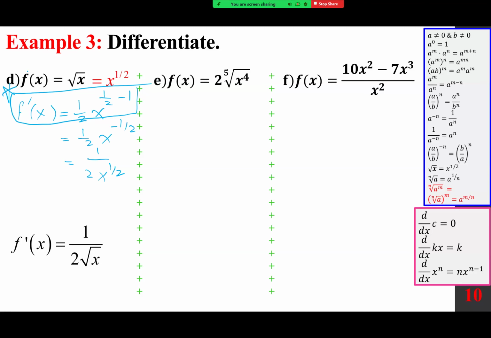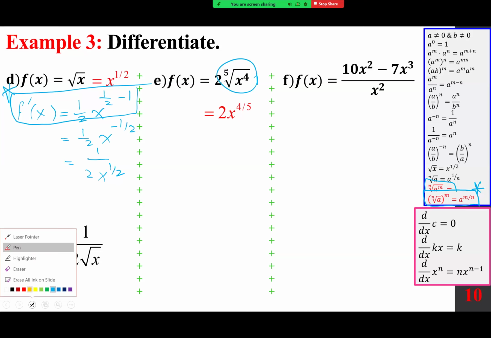For part E, we are going to use the fact that the nth root of a to the power of m, you can write them in different formats. So this part is x to the power of 4 over 5. That's the idea. As long as we notice that, we can easily handle it. So we are going to differentiate as follows. Again, that was a calculus step.